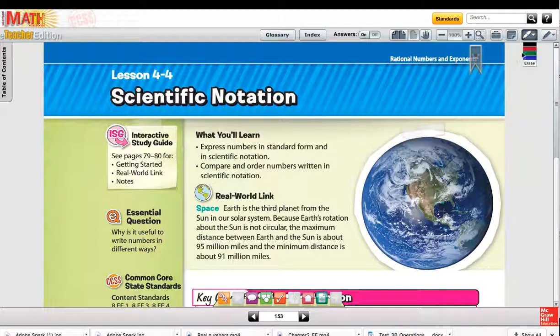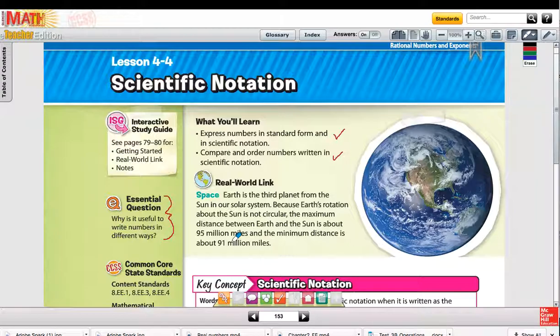Lesson 4.4 is on scientific notation, and you will be expressing numbers in standard form and in scientific notation, and comparing and ordering numbers written in scientific notation. Remember, the essential question for Chapter 4 is, why is it useful to write numbers in different ways?